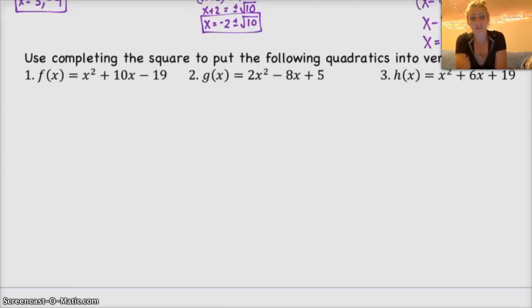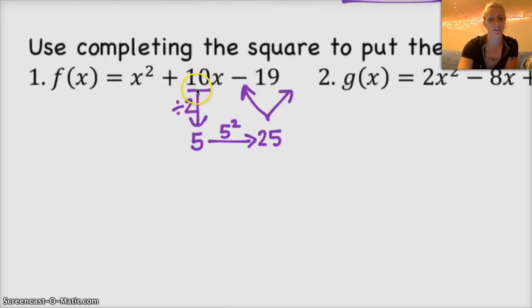Alright, the next examples are putting quadratics into vertex form. And the main difference is that there's a f of x on one side instead of a 0. Okay? So you can't actually solve for x, you can just rearrange it. So we do the same thing here to complete the square. Since there's a 1 in front of the x squared, we don't have to do anything there. Take the 10, divide by 2, 5 squared is 25. That's what we add in and subtract out.